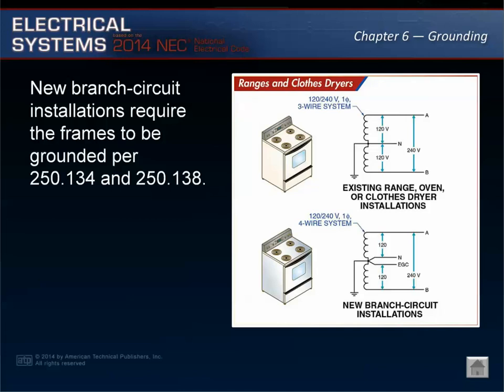The 1996 NEC contained a major change in 250.60, frames of ranges and clothes dryers. Since the 1940s, the NEC had permitted the frames of ranges, including counter-mounted cooking units and wall-mounted ovens, and clothes dryers, to be grounded by the use of a grounded conductor provided all the following conditions were met. The supply circuit was 120/240 volt single-phase 3-wire or 120/208 volt 3-phase 4-wire.